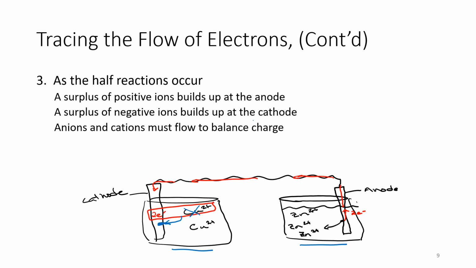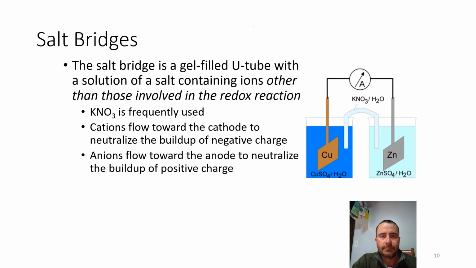So what can we add to this? We can add something that we call a salt bridge. So a salt bridge, for the most part, is a gel-filled tube. All right, so this is going to be this thing here in the middle. We're going to fill it with some sort of gel. And so what we do is that we're going to put some cations and anions in that tube that are allowed to flow. All right, so for the most part, we're going to use something like KNO3.